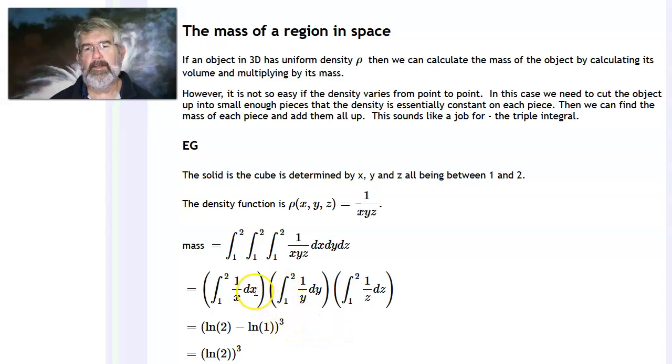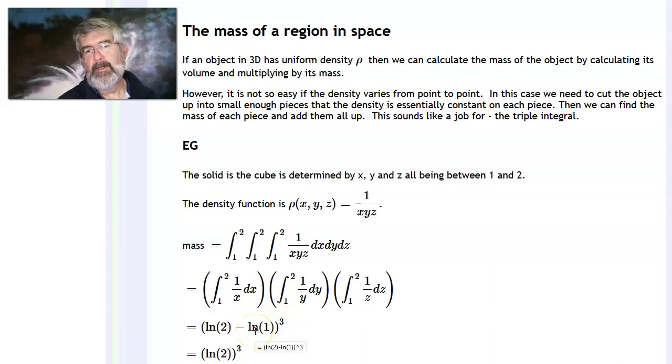Each one of them is essentially the same. This first one would be the natural log of x evaluated between 1 and 2. So I plug the 2 in, I plug the 1 in, and I subtract, but this happens 3 times and they're all multiplied together, so hence I'm cubing the whole thing there.